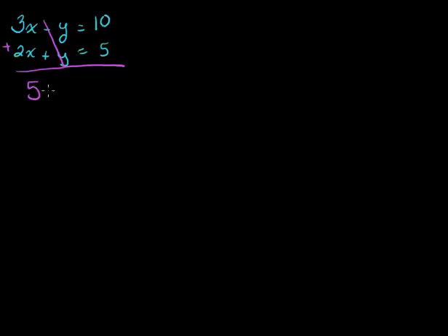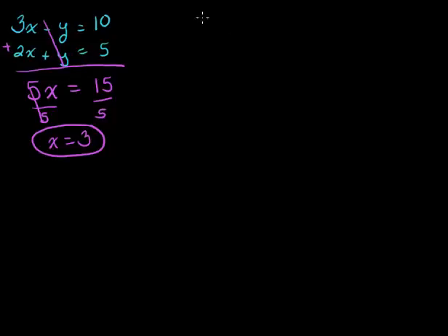3x plus 2x is 5x. 10 and 5 is 15. Then both sides will be divided by 5 and x equals 3. So we have part of our solution, we have x. Now we need to solve for y.